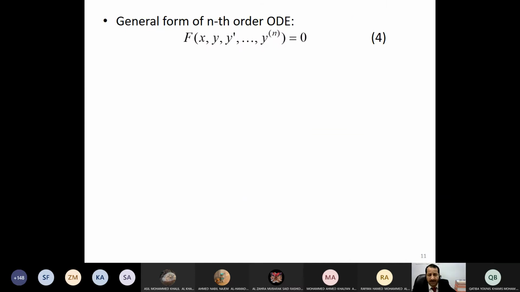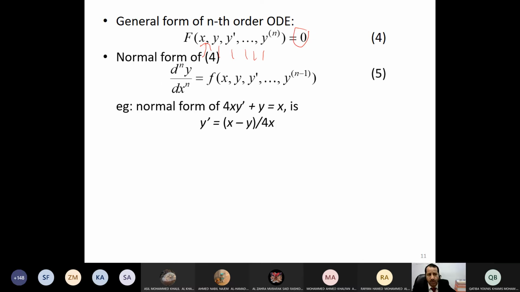Now, the general presentation for an ordinary differential equation is defined in this way. We have the independent variable and the variable y, which could be differentiated more than one time, equal to 0. This is the general form. We solve it, we put it in this way, the highest order, and then we solve it to find y.